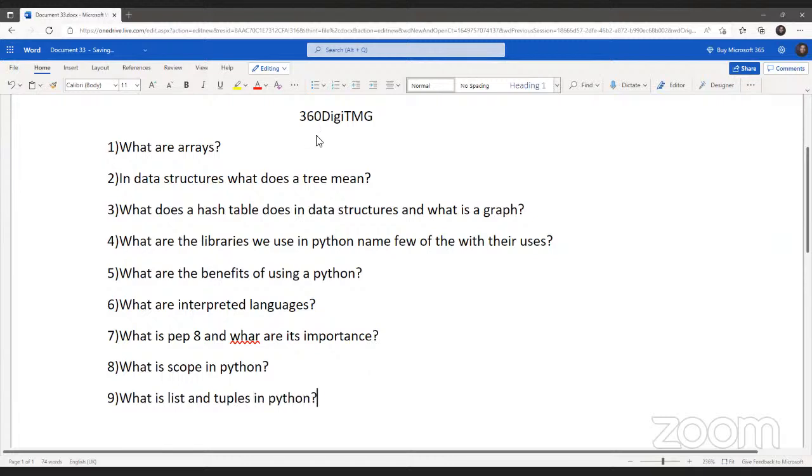what is a list and tuple in Python? If anyone knows the answer, ping me in the chat box and we'll discuss the answer within a minute.